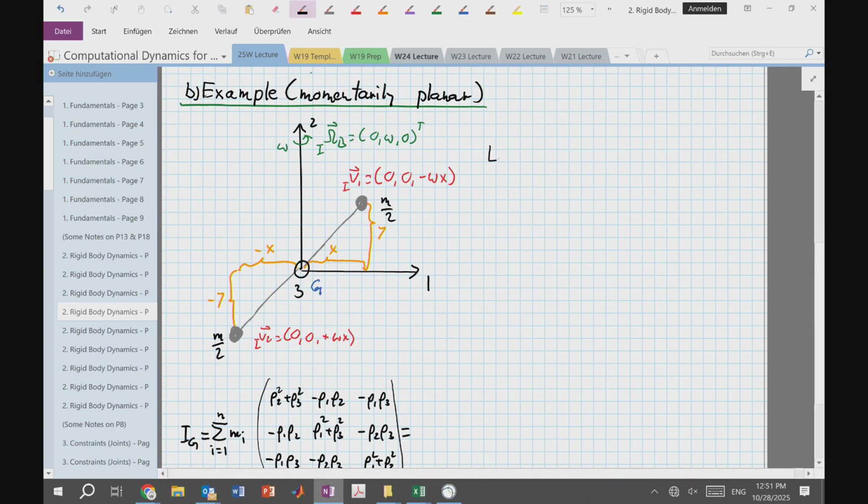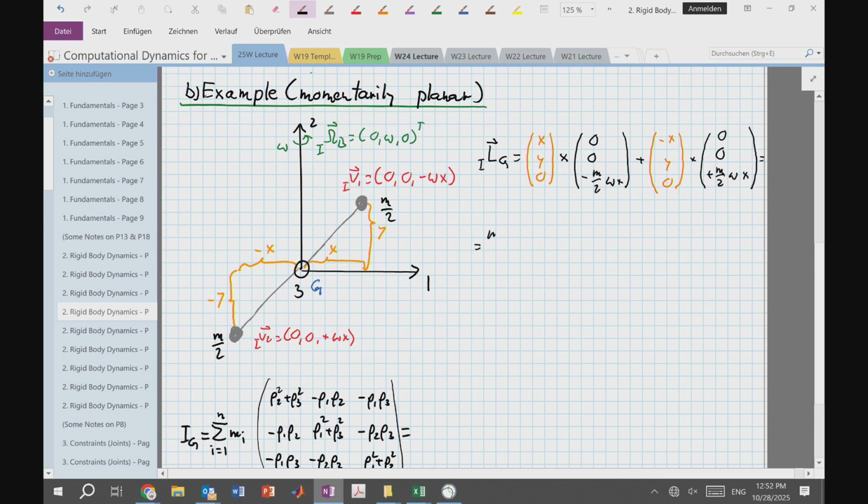So those are the velocities. Now my angular momentum in I-coordinates is the sum over all particles, and for each particle I take the cross product of the vector from my reference point, in this case g, to the particle, with the linear momentum of each of these particles, which in the case of particle 1 was minus m/2 omega x. And then for the second particle, we would have the coordinates minus x, y, 0. And the velocity was 0, 0, plus omega x, which means that the linear momentum is m/2 omega x in the positive z direction here, right? Positive 3 direction.